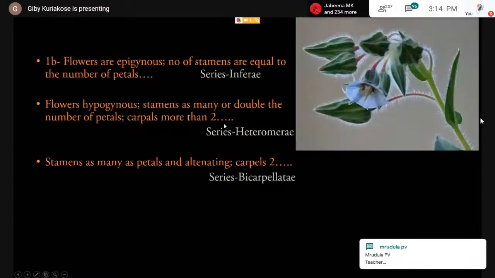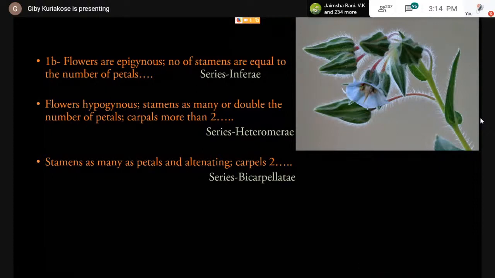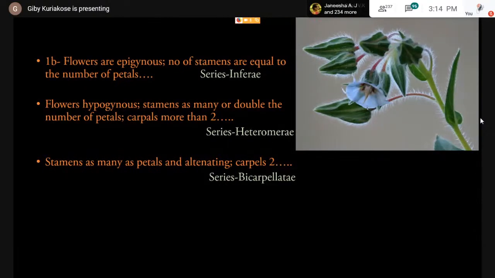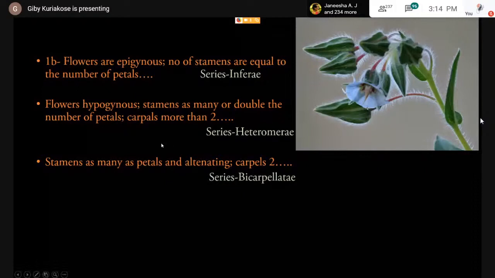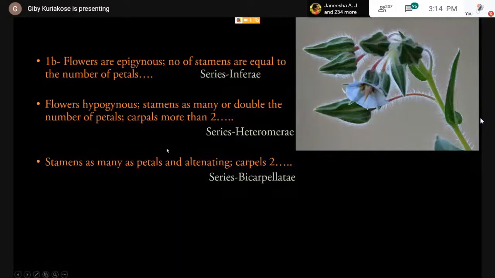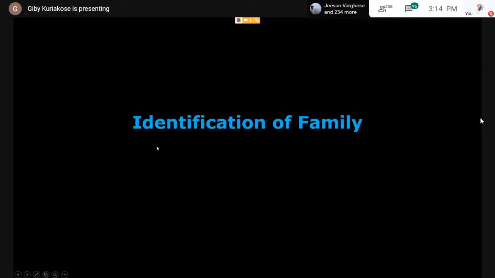Okay. So such is the key, and you can dissect a flower, and you can straight away get into such a broader level of classification. This is for a beginner, for an MSc student to start doing. Okay, then identification of family.